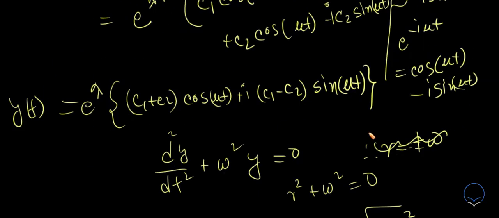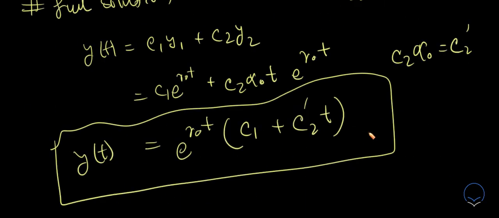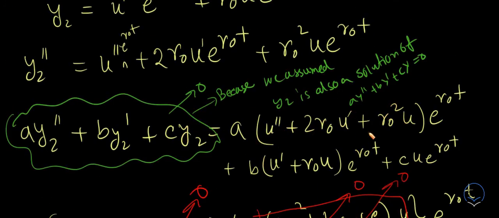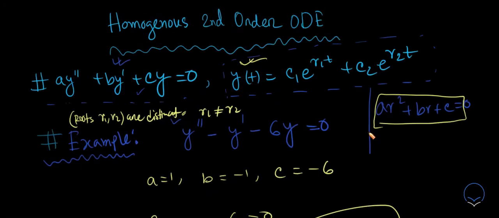So this is how we covered all the cases for second order homogeneous ordinary differential equations. We saw three cases: where the roots can be distinct, where the roots can be equal, and where the roots can be complex conjugates of each other. And from the next video we are going to see how we can deal with non-homogeneous second order ordinary differential equations. This will be it for today, and thank you.